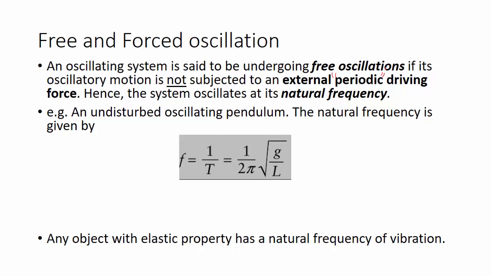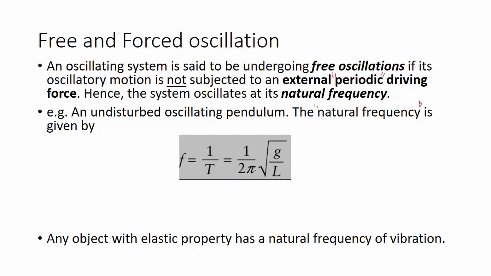Periodic means that the force is oscillating also, it has a frequency. So far, in the examples we looked at, the oscillating system has some external force acting on it, but the forces acting on the oscillator are not periodic. So the system oscillates at its own natural frequency. The natural frequency is usually determined by parameters, like in the case of a pendulum, the length of the pendulum and the value of g.